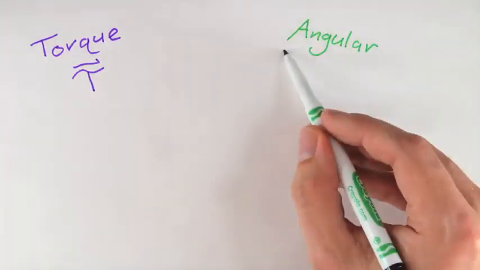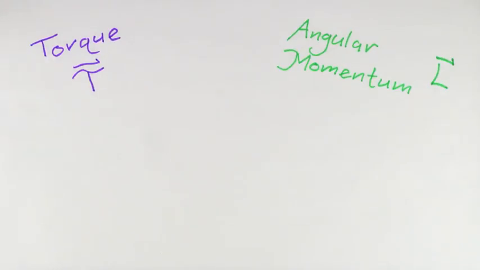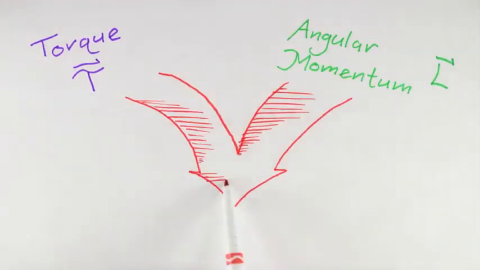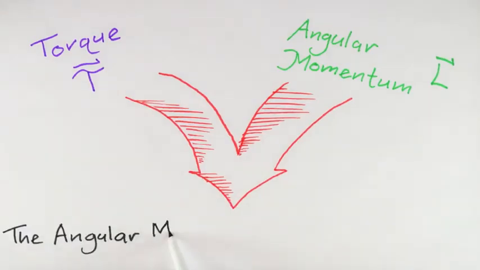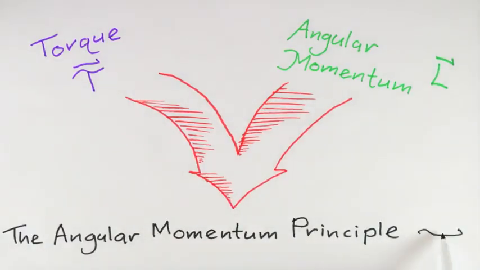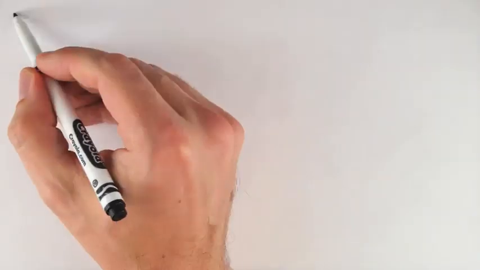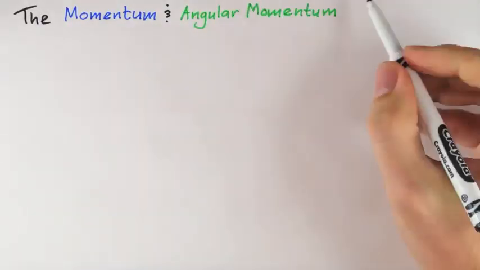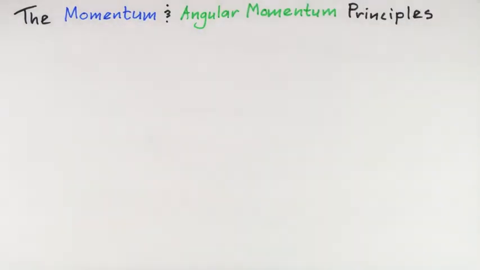In recent lectures, we discussed the key rotational concepts of torque and angular momentum. We're now ready to describe how these ideas come together to characterize changes in rotational motion described by our third fundamental principle, the angular momentum principle. Let's start by noting that the momentum principle and the angular momentum principle closely parallel one another.